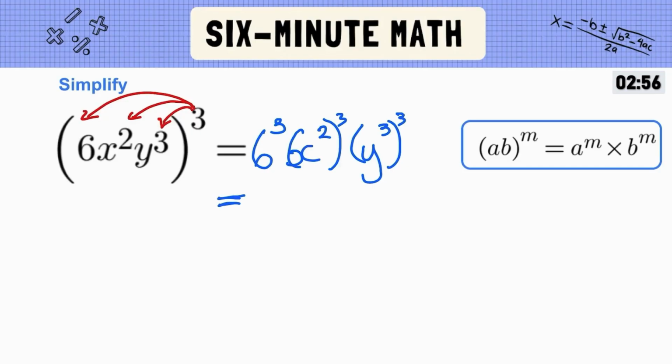That will simplify to 6 cubed is 216. Using my power of a power law, I would multiply my 2 and 3 together to get x to the power of 6. And then I would multiply my 3 and 3 together to get y to the power of 9.